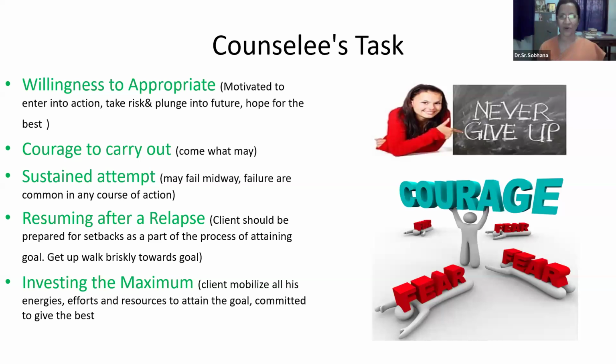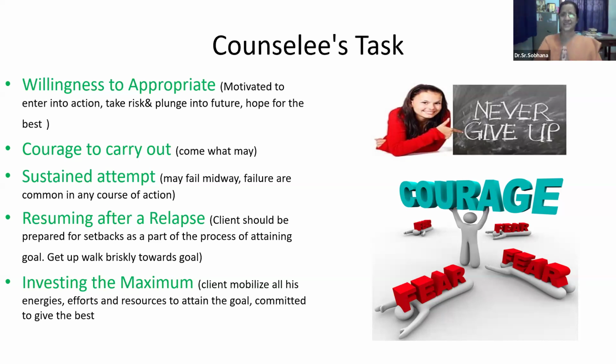So a few words on a counselor's task. Here we are giving the client the willingness to appropriate. Help the client to enter into action. Help the client to take the risk. Plunge into the future. Hope for the best. This is not as easy as I speak here, because their mindset is something different. So we have to again create an environment, then courage to carry out.